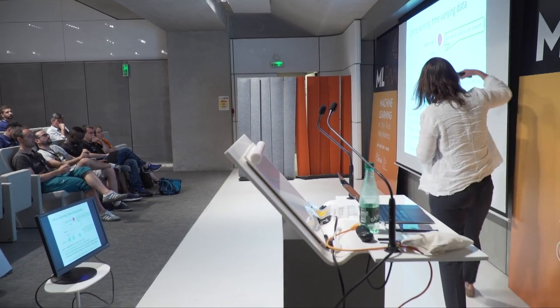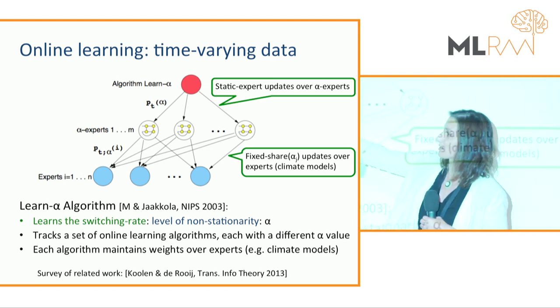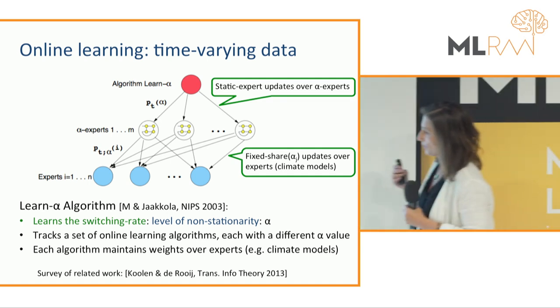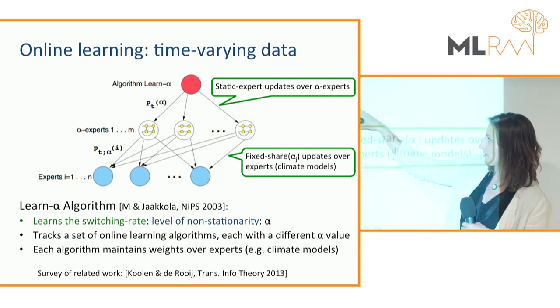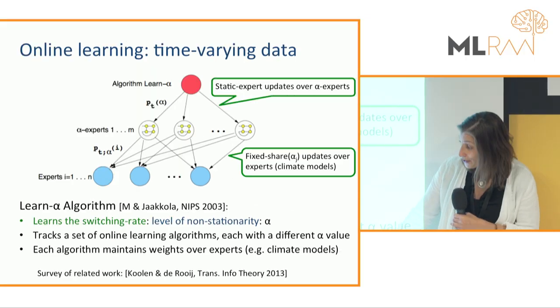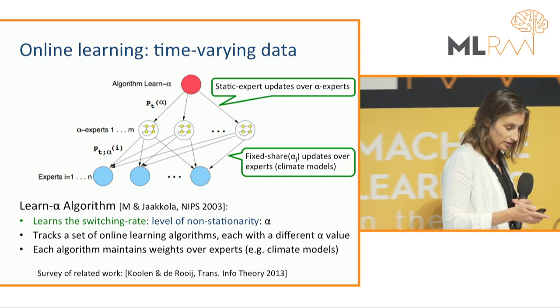So might as well use a hedge or static update to learn that parameter from a set of meta experts, so a deep architecture where each meta expert is an algorithm that's using a different value of the switching rate parameter. So this was just something I had happened to work on, and so I applied it to my domain more recently. But if you're interested in this idea, because we had a great motivation in the beginning of learning the level of non-stationarity, there's a nice survey paper that has these and other algorithms.